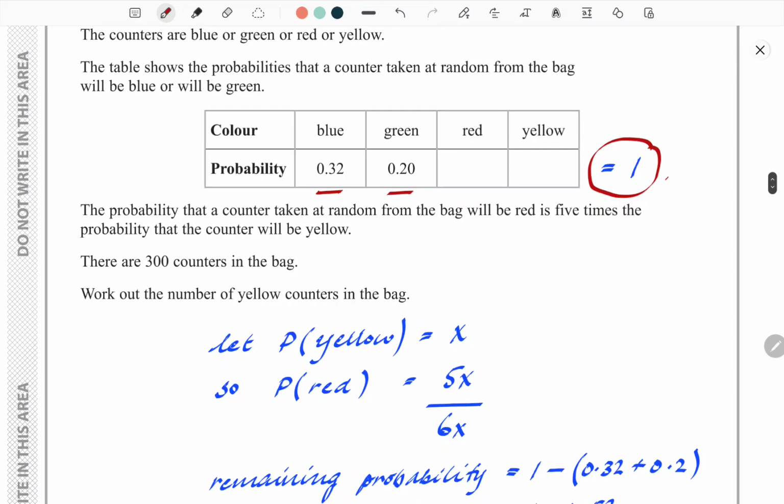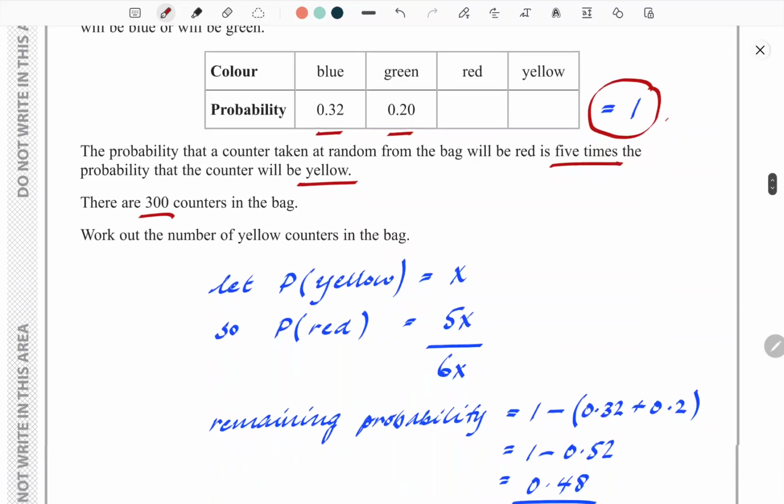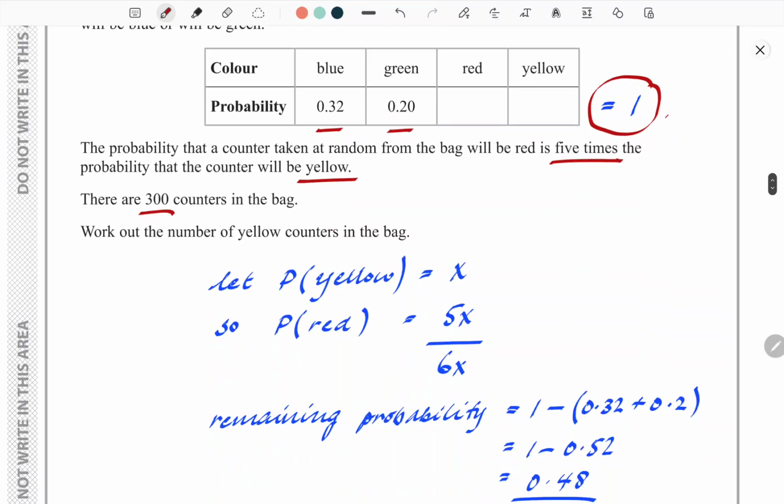So they then give you extra data. The probability that a counter taken at random from the bag will be red, for example, is 5 times that of the probability it will be yellow, all right? So red is 5 times more likely than yellow, okay? And then they tell you about 300 counters. So we're going to come back to that in a bit. The question actually wants you to work out how many yellow counters are in the bag, okay? Before we can do that, we have to work out the probabilities, all right?